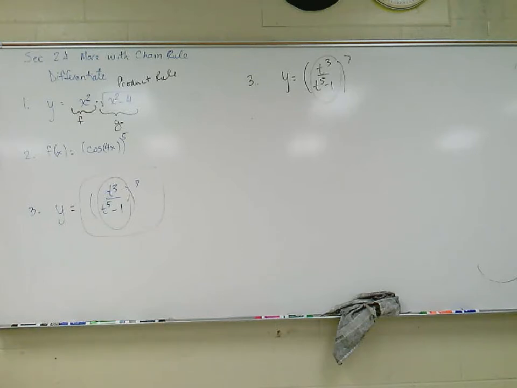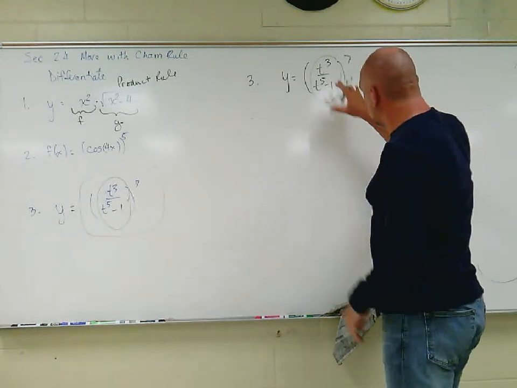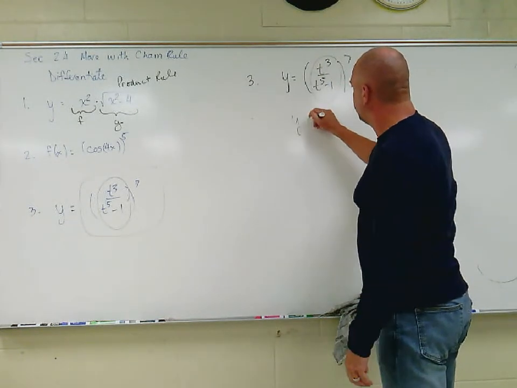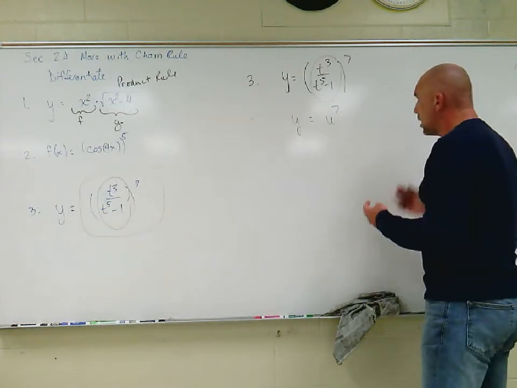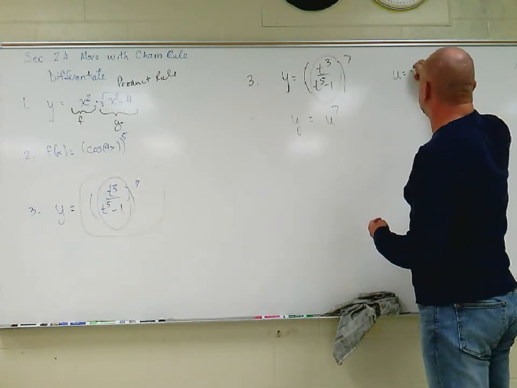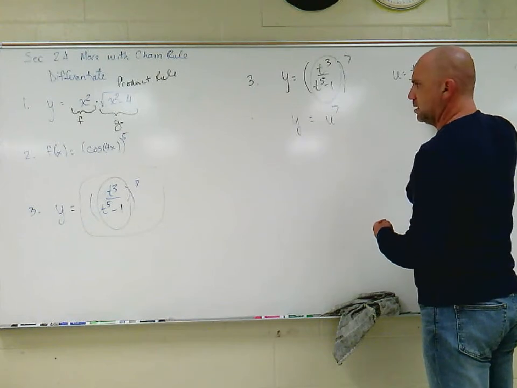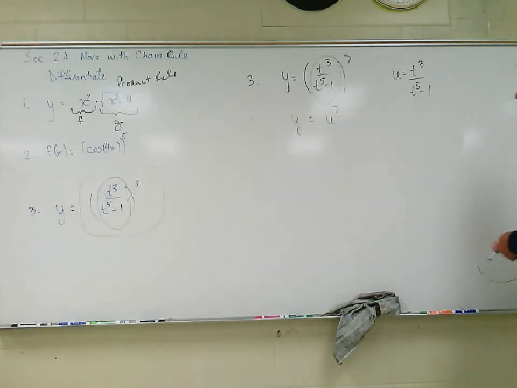But now when I have to take the derivative of that, I may call that t cubed something, and I probably won't use u and v again. I may use f and g for my quotient rule. So I'm going to write this as u to the 7th, and I go to the side and say my u is the inside there, t cubed over t to the 5th minus 1.